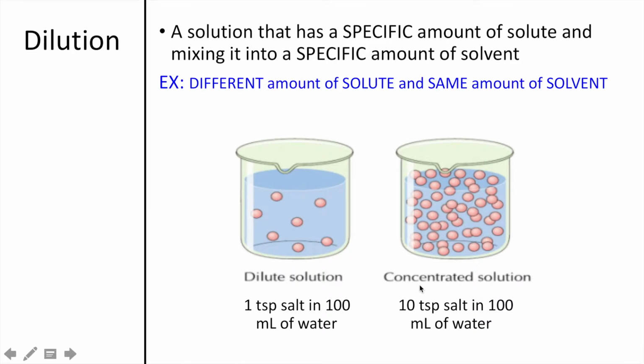It has more solute. For example, here, if I had 1 teaspoon of salt in 100 milliliters of water, the amount of particles in this amount of water would be less than the amount of particles in 10 teaspoons of salt in the same amount of water. The weaker solution we call a dilute solution. The stronger concentration of solute to solvent is called a concentrated solution.